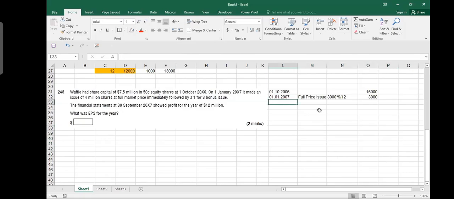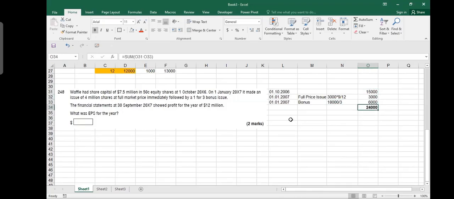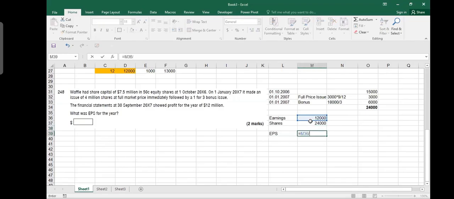So how much is your bonus issue then? When you are doing it again on 01/01/2007, you got here already 18 million shares. For 3 shares, you are offering 1 as a bonus issue. So how much do they become? Your bonus shares will become 6 million. And you make a total of 24 million. And how much is your earnings? Your earnings are 12 million. Your shares are 24 million, and therefore your EPS is this divided by this, 0.50.